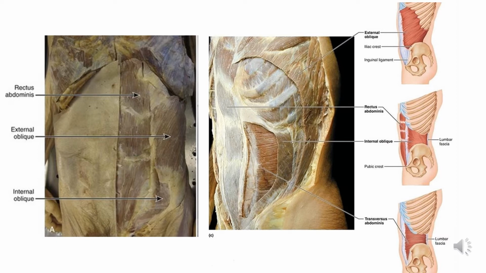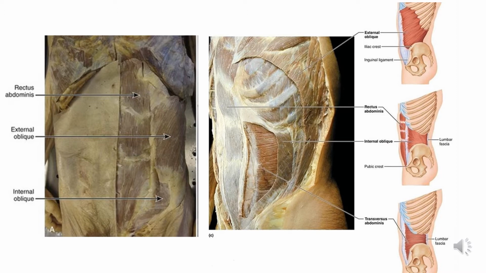Deep to the internal oblique muscle is the transversus abdominis muscle. It is called transversus abdominis because of the direction of most of its muscle fibers. It ends as an anterior aponeurosis which blends with other aponeuroses to form the linea alba at the midline. Linea alba is formed by the interlacing of aponeuroses of external oblique, internal oblique, and transversus abdominis.